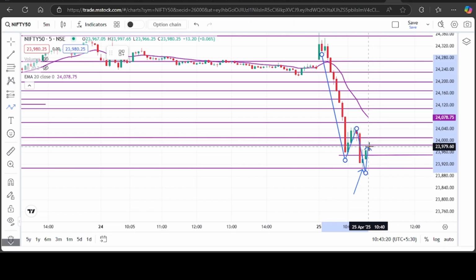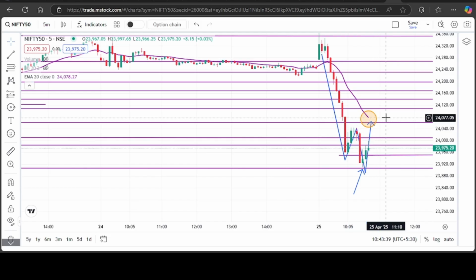It can be this level. It can be this level. It can be this level as well. If it comes to this level, let me mark this again for you with a circle. If it comes near this level, that means it is testing the EMA. The price is testing the EMA and taking a resistance on the EMA and then again falling down.